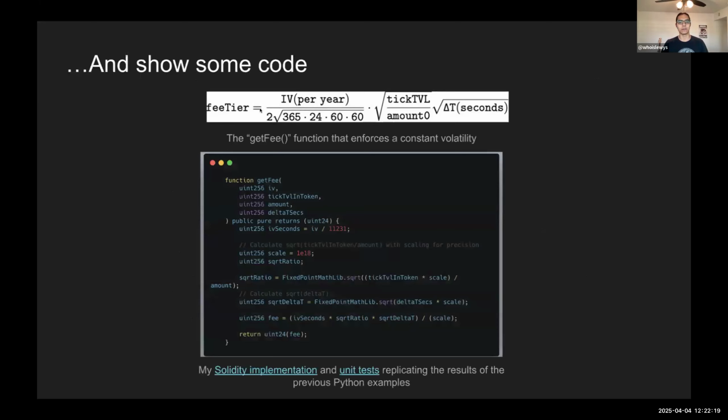So this is, again, the fee tier function. And then here's a Solidity implementation. And then here I just link the code and some unit tests that walk through the example swaps we just talked through.